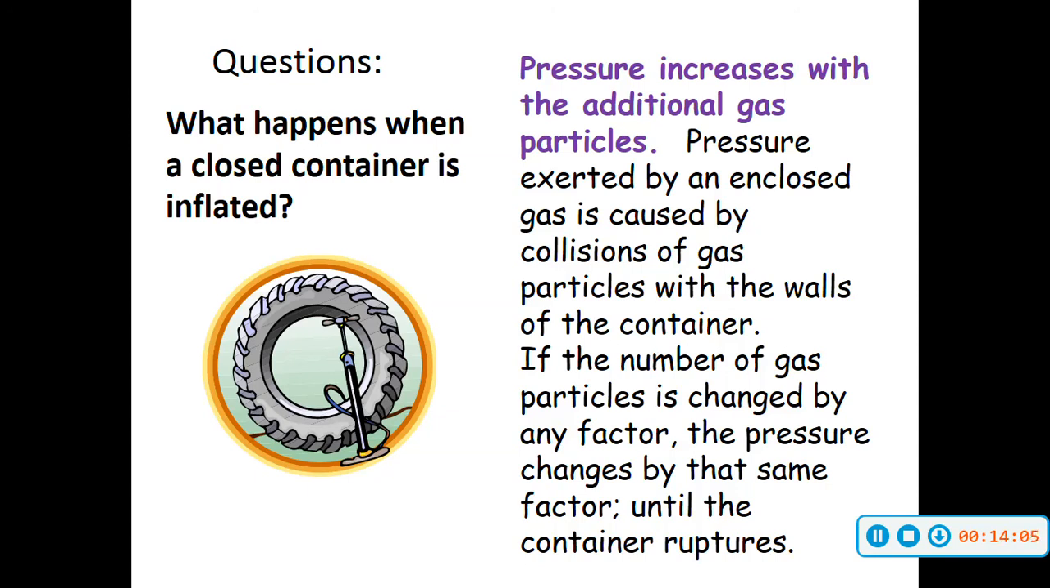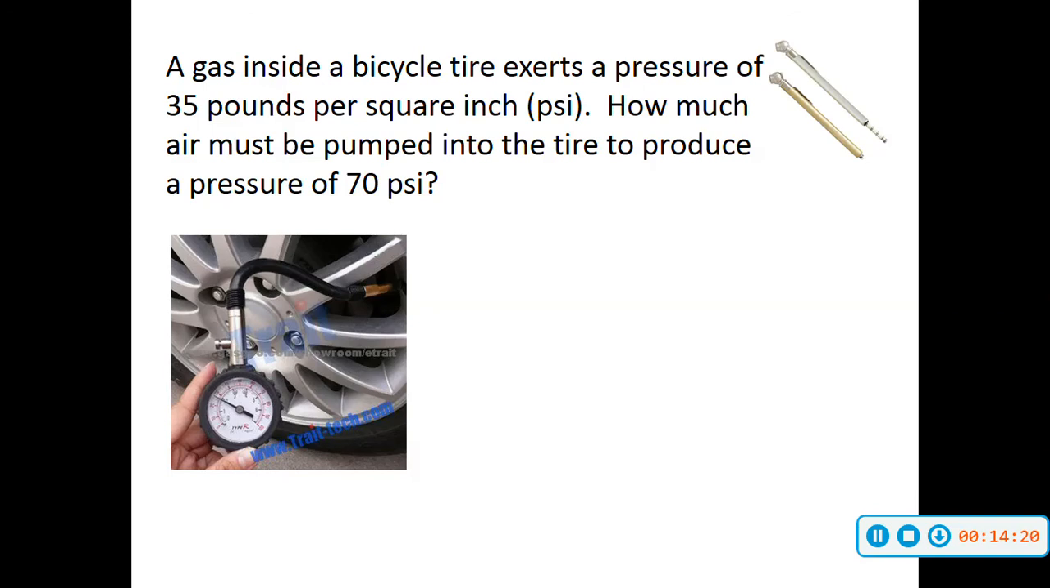Okay, so pressure exerted by an enclosed gas is caused by the collisions of gas particles with the walls of the container. If the number of gas particles is changed by any factor, the pressure changes by that same factor until the container ruptures. Okay, so a gas inside a bicycle tire exerts a pressure of 35 pounds per square inch. How much air must be pumped into the tire to produce a pressure of 70 psi?